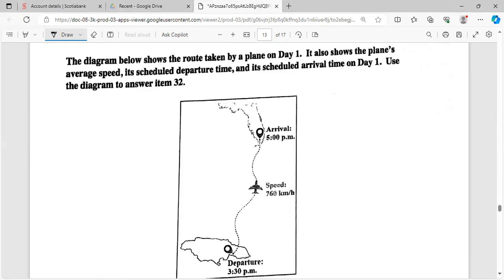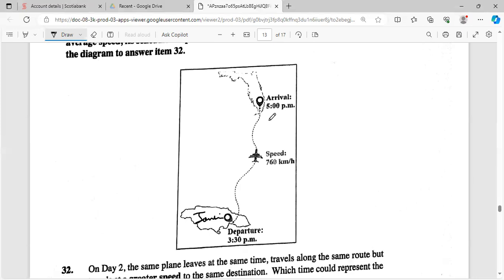Alright, let's go again. The diagram below shows the route taken by a plane on day 1. It also shows the plane's average speed, its scheduled departure time, and its scheduled arrival time on day 1. Use the diagram to answer 32. So the country here where it left from? Jamaica. Its speed is 760 kilometers per hour, and the arrival time is 5. So you left at 3:30, and that means the journey takes 1.5 hours basically.